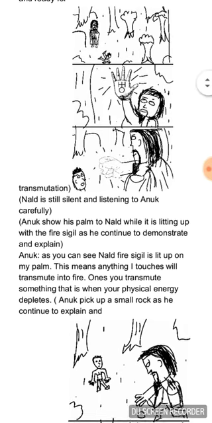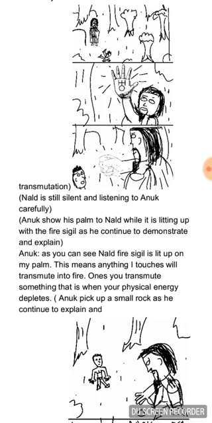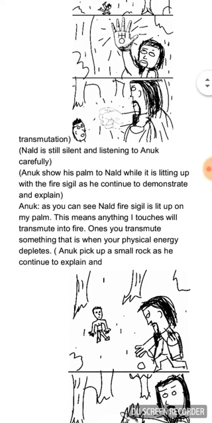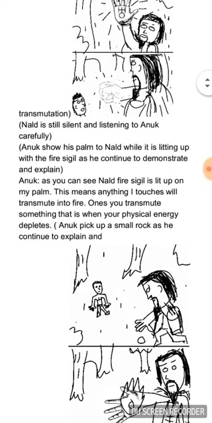As you can see, Nald, the fire sigil is lit up on my palm. This means anything I touch will transmute into fire. Once you transmute something, that is when your physical energy depletes.